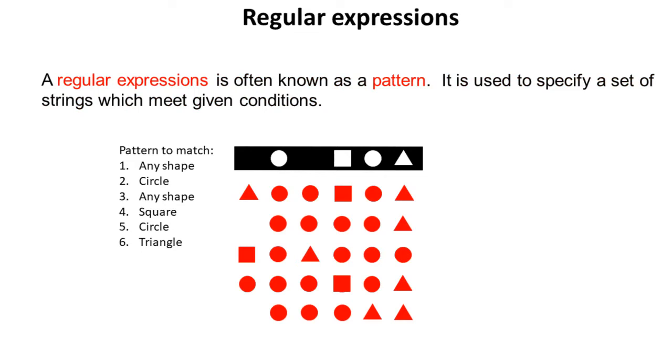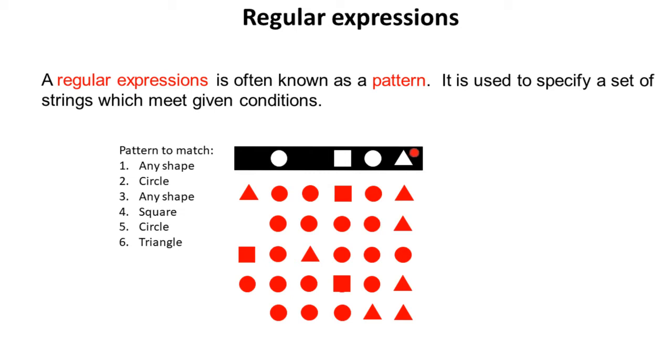So, in essence, a regular expression tries to match a pattern, which is why it's sometimes referred to as a pattern. The regular expression itself is used to specify a set of strings that meet a given condition. If you take an abstract view, you could think of a regular expression like this black bar here that's got various holes in it. This regular expression, or this pattern, is designed to match any shape in the first position, followed by a circle, followed by any shape, followed by a square, circle, and a triangle.